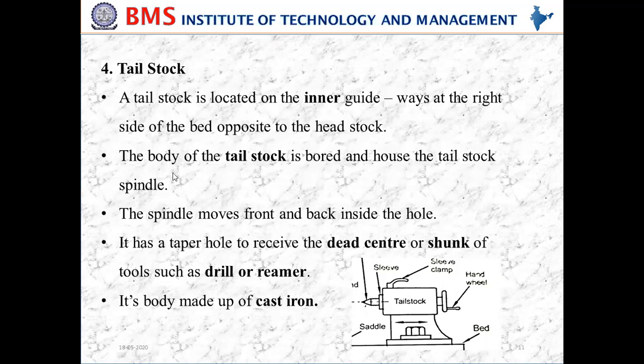And tailstock is located on the inner guideways, and the body of the tailstock is bored and houses the tailstock spindle, and the spindle moves front and back inside the hole, and it has a taper hole to receive the dead center. This is called dead center. Okay, and its body is made up of cast iron.